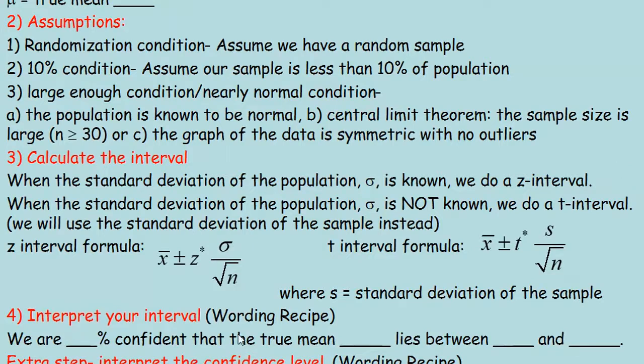You do need to interpret your interval with the wording recipe: we are blank percent confident that the true mean blank lies between blank and blank. And then finally, sometimes it's going to ask you to interpret the confidence level. That wording recipe is the one that says, using this method, blank percent of the time, the intervals constructed will contain the true parameter. And this time, the parameter would be the population mean, because like I said, we're moving away from proportions, and now we're going to be doing mean. So your population mean.